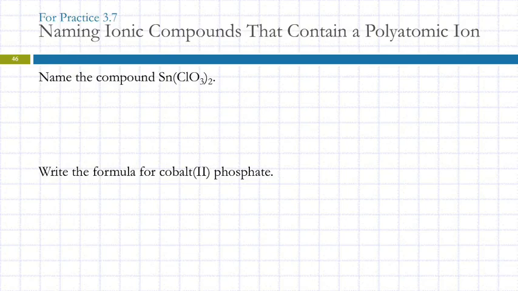I just messed up my iPad. If I wrote this formula without the parentheses, what does that look like? 32 oxygens and 1 chlorine, right? That's going to be confusing. So the parentheses are put in there to avoid confusion.